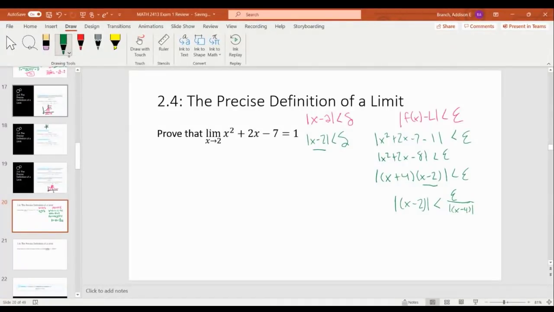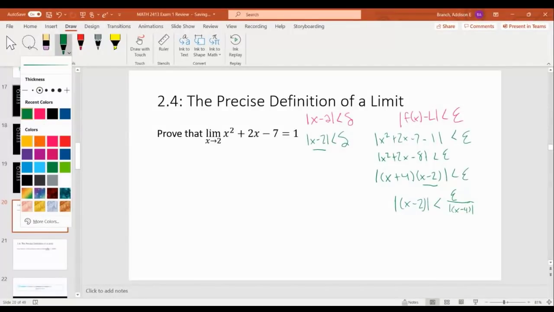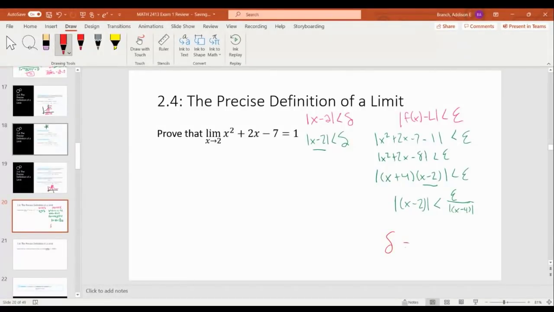So from here, we'll make a statement, since those inequalities are almost exactly the same, that delta is equal to epsilon over x plus 4.